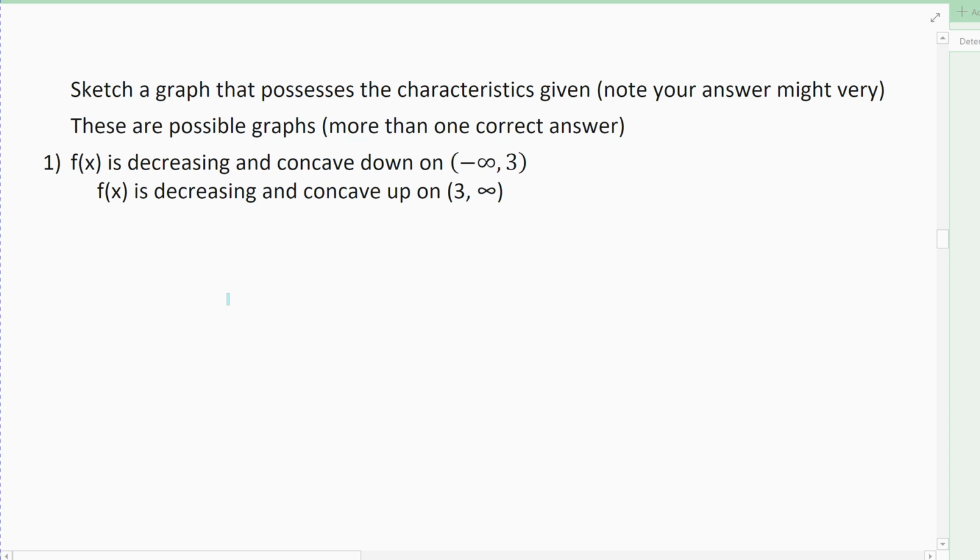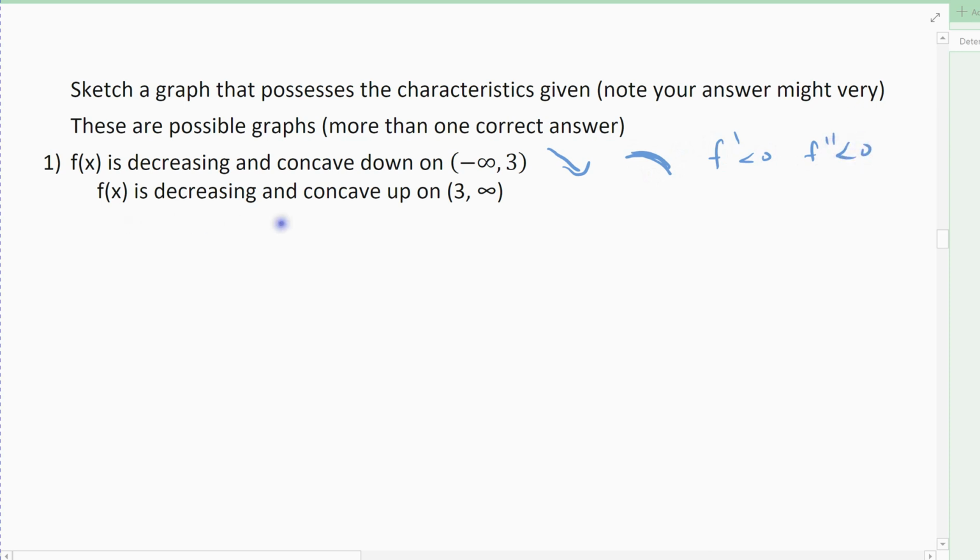So the first example is just a simple one. If f is decreasing and concave down from negative infinity to 3, so again, my function should be moving in the downward direction. It should be moving down and should have the concave down. Usually the concave down in these cases can be like a half concave down, right? But it should have sort of a curved down shape to it, which means the first derivative should be less than 0 and the second derivative should be less than 0.